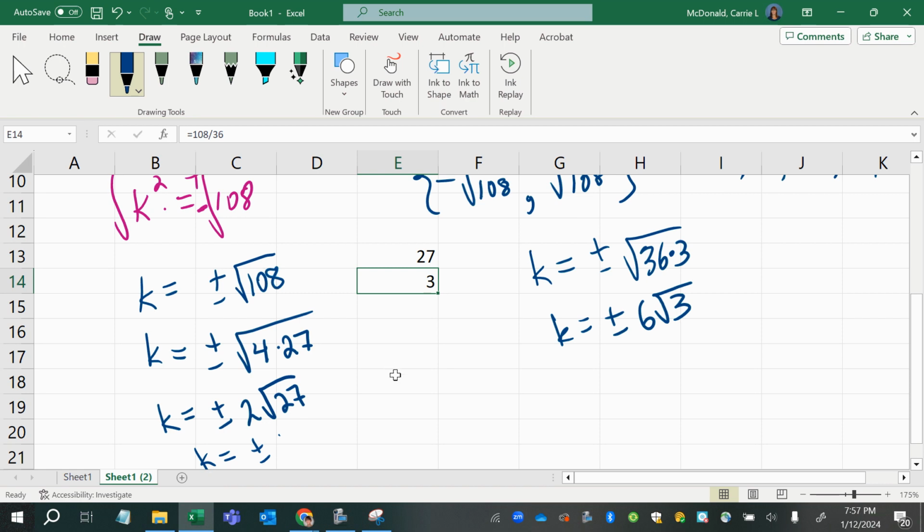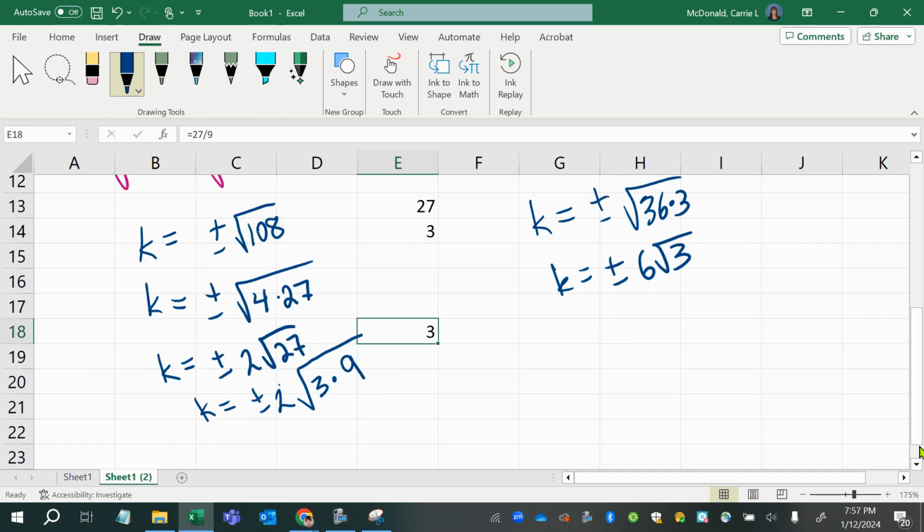Because 27 divided by 9, which is a perfect square, 9 is a perfect square, gives me 3. So then I end up with, what I have so far is 2 times the square root of 9 times 27. Oh, no, sorry. I don't want to confuse you. 3 times 9. That's what I meant to say. The square root of 9 can come out of the radical.